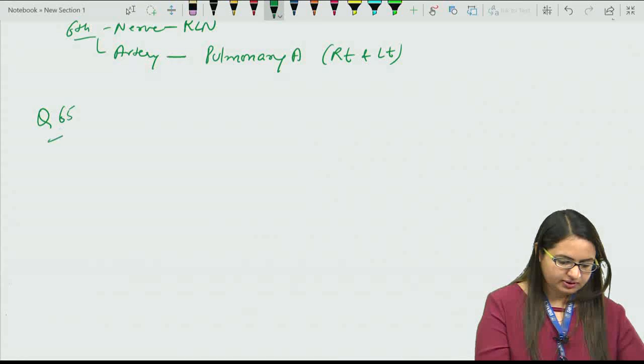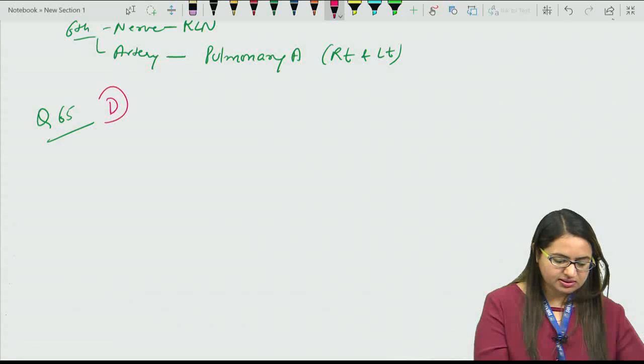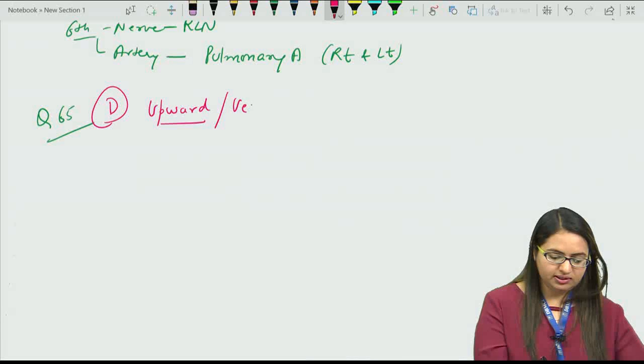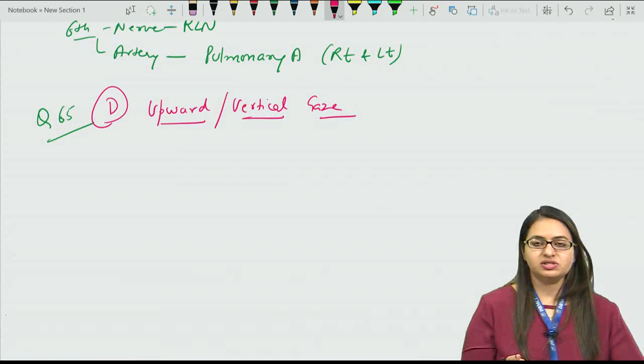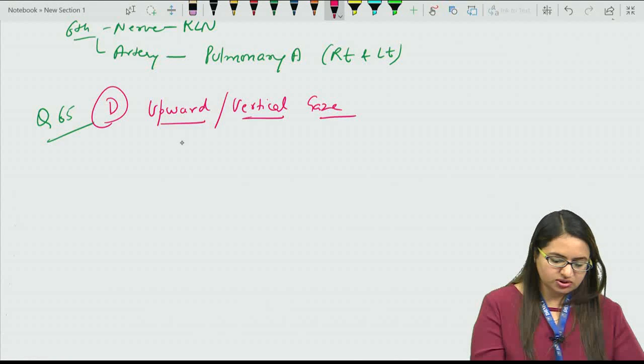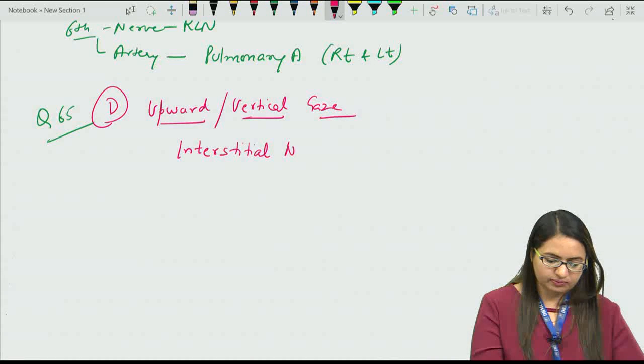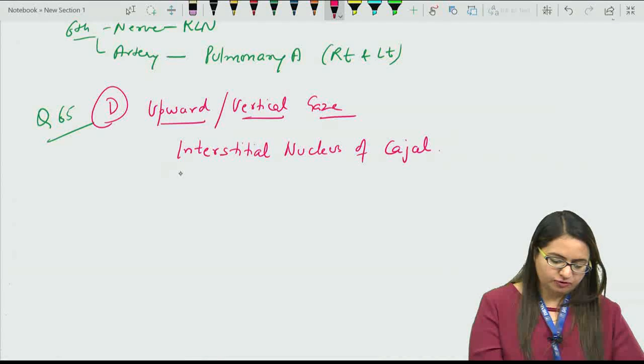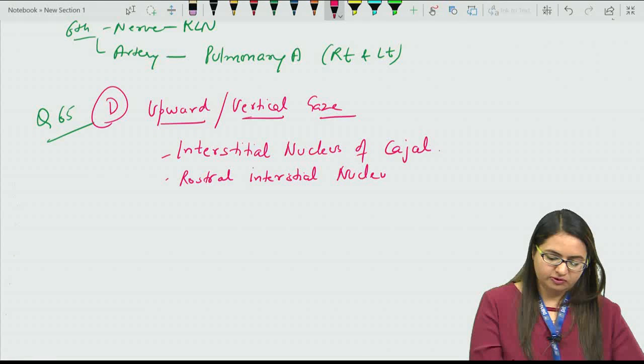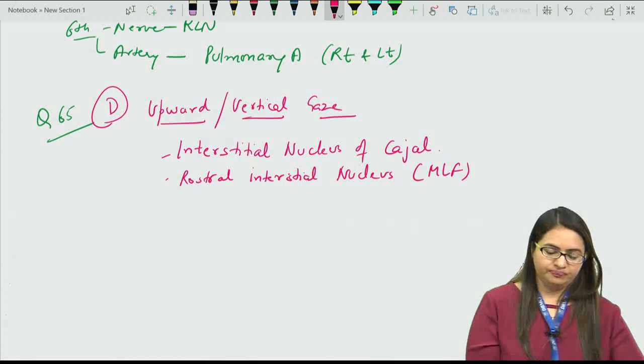Question number 65. For question number 65, the answer is D. When we talk about the upward gaze or the vertical gaze, the main nucleus responsible for seeing upwards or downwards is the interstitial nucleus of Cajal. Apart from this, the rostral interstitial nucleus of the medial longitudinal fasciculus is also there.